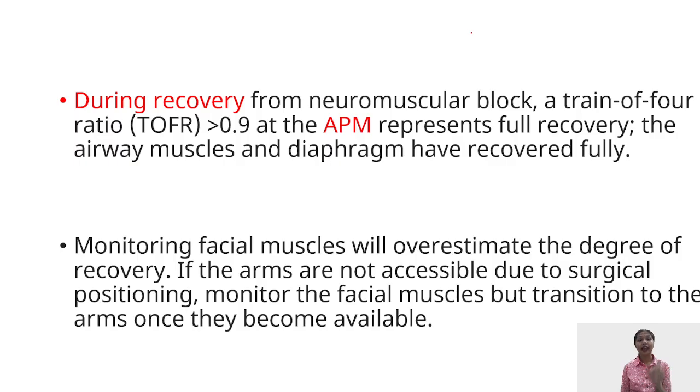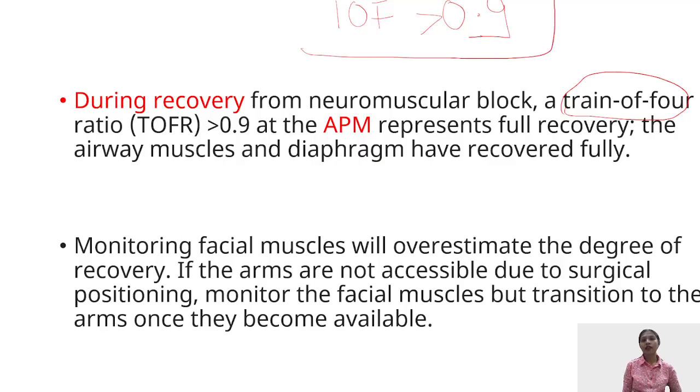During recovery, again it is the adductor pollicis muscle which is used. I'm going to come to train of 4, but the most important question that is asked is that in the recovery phase, the train of 4 ratio has to be around 0.9. I'm telling you this here because we have to remember this again and again. Recovery has to be done only when the train of 4 ratio is more than 0.9 and not just 0.7. Okay, the value is 0.9.